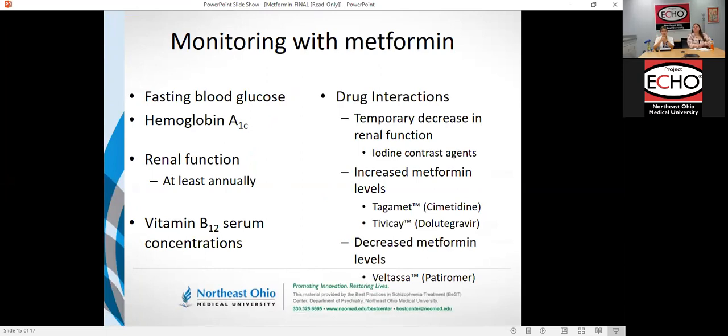The last one, just to keep in mind, we can get some decreased metformin levels. So Veltassa is a potassium binding agent, so it can bind to the metformin even before it gets absorbed, thus decreasing those concentrations and making it less effective.